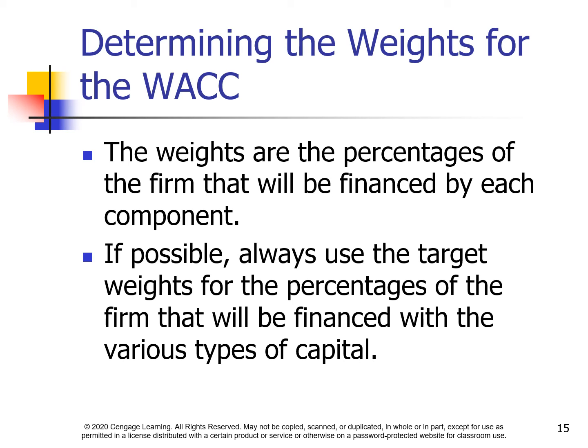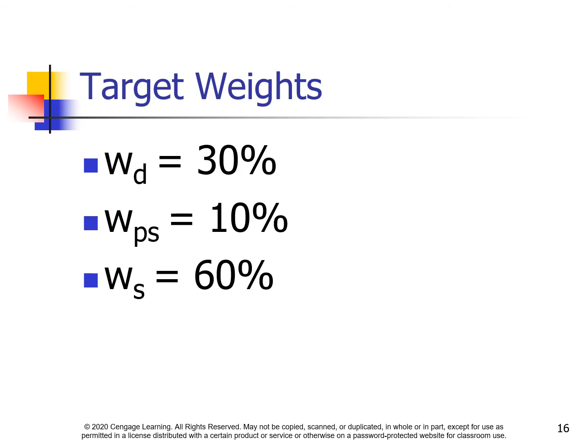Determine the weights for the WACC. The weights are the percentage of the firm that will be financed by each component. If possible, always use the target weights for the percentage of the firm that will be financed with the various types of capital. The target weights could be set at 30% debt, 10% preferred stock, and 60% common stock.